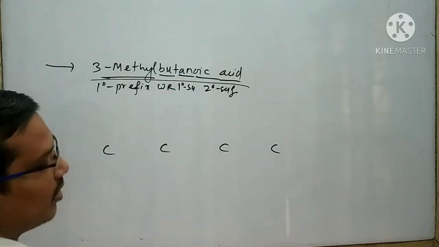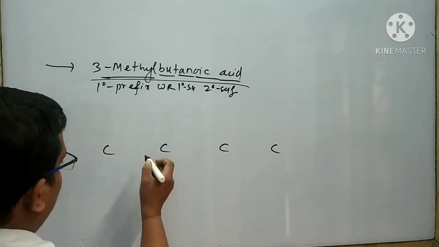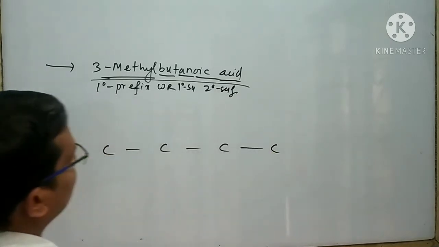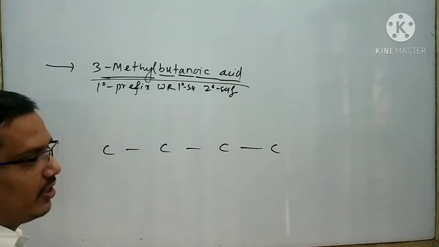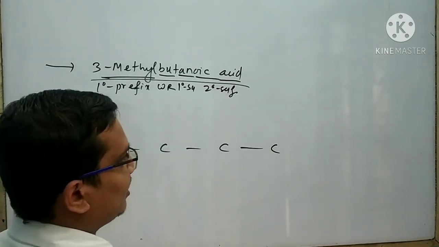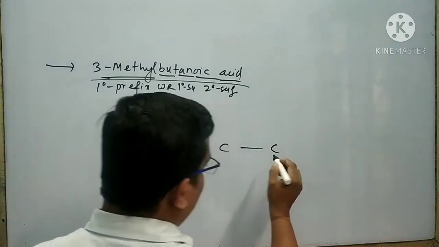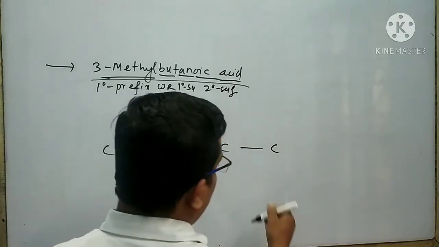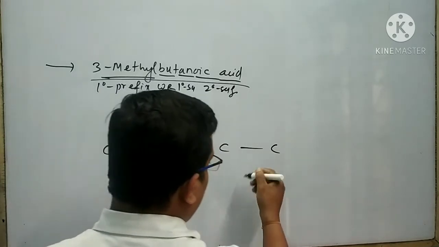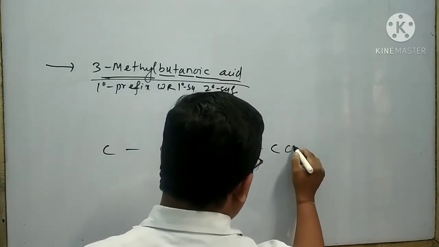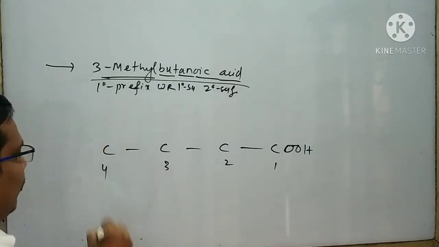Look at that, here the primary suffix is present, that is your ANE, that means it is bound to give a single bond like this. Here the secondary suffix is present, that is your oic acid, that means we generally use oic acid for the COOH group. So it is bound to give the COOH group at position one. So suppose this is your number 1 carbon, then it is bound to write your COOH. This is your 1, this is your 2, this is your 3, this is your 4.